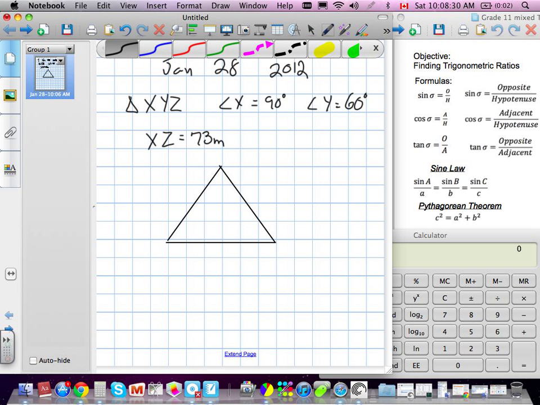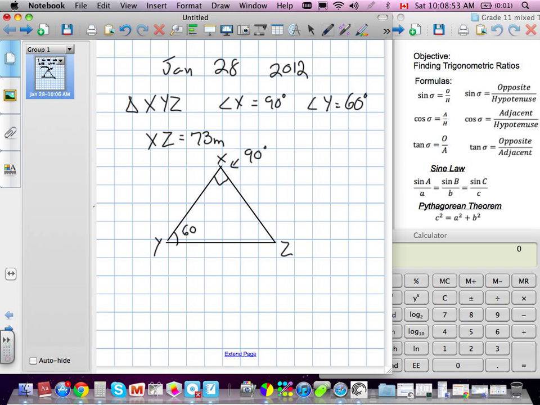We'll call this x, y, and z. Okay. So we'll label our angles first. Angle x is what degree? Angle x is 90. So actually this means this thing here is a 90-degree angle. Okay, so that's a 90-degree angle. Angle y is 60.